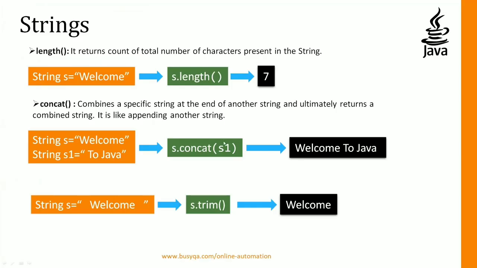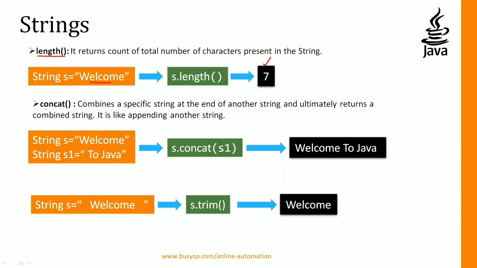So let us discuss the different string methods we have in Java. The first method is the length method. Length is a method which will return or count the number of characters present inside the string. When I say String s is equal to welcome, how do you use this length method? s.length, and this will give 7. How many characters do we have? 1, 2, 3, 4, 5, 6, 7 characters. So it will return 7.